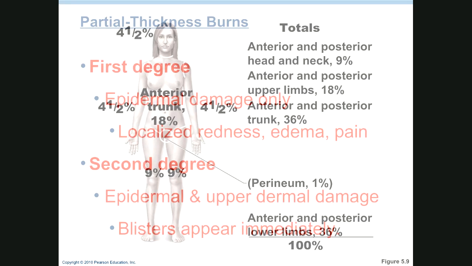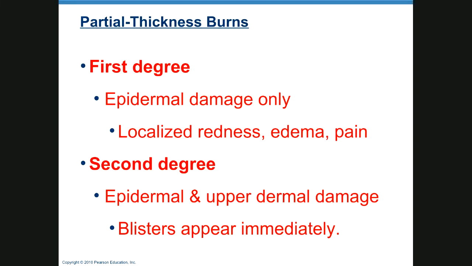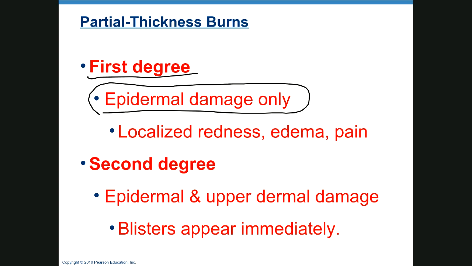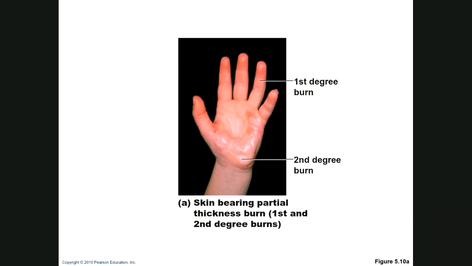Now, the burns are categorized according to the layers of the skin that have been burned. A first-degree burn is one in which only the top layer, the epidermis, has been damaged. The burn is typically localized, and what we see is redness, edema, so a little bit of swelling, and pain. So this picture right here, the fingers on the picture exhibit a first-degree burn, just the redness and the swelling.